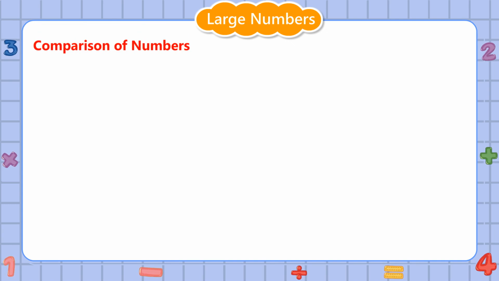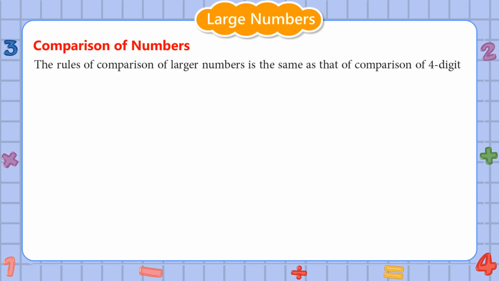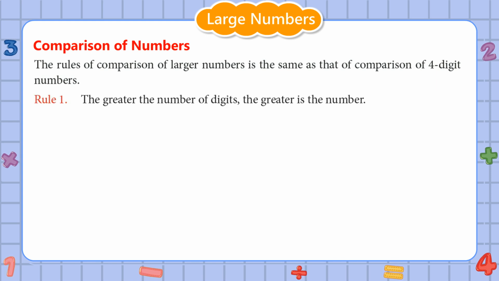Comparison of numbers. The rules of comparison of larger numbers is the same as that of comparison of 4-digit numbers. Rule 1. The greater the number of digits, the greater is the number.